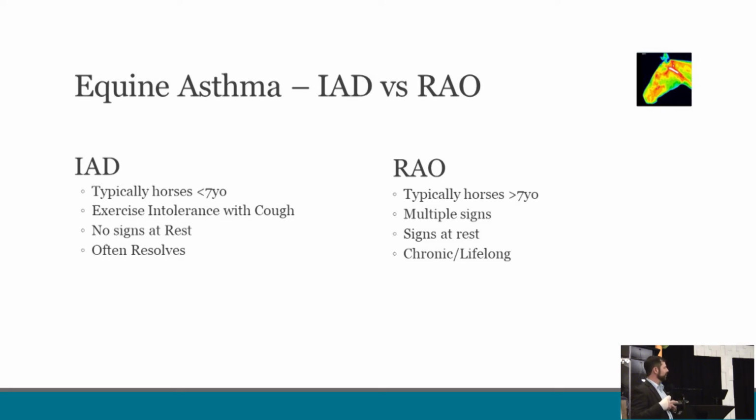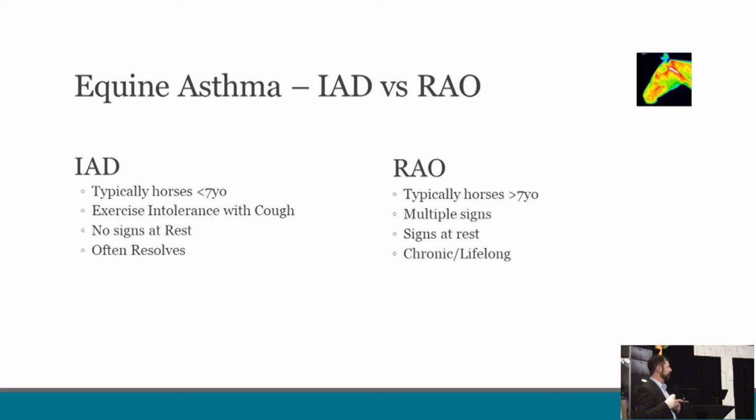Just very briefly, the difference between inflammatory airway disease and recurrent airway obstruction. The first one typically affects horses that are under about 7 years of age. The real classic signs are exercise intolerance with a cough, although clearly that's not the only thing that can cause exercise intolerance with a cough. These horses won't have any signs at rest, so they'll be totally normal at rest. And often this condition will just resolve on its own.